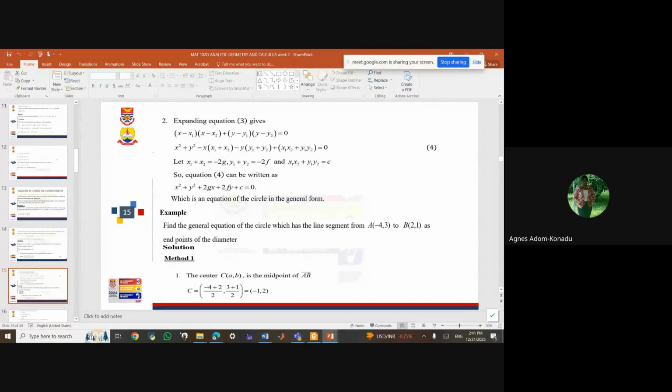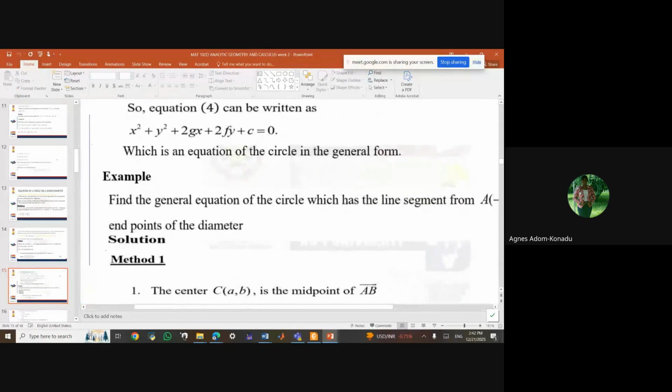So you simplify, and you're going to get the general equation of the circle. We have an example here. We want to find the general equation of the circle which has the line segment with endpoints A and B. We have A(-4, 3) and B(2, 1) as the endpoints. Please, can you help me find the equation of the circle?